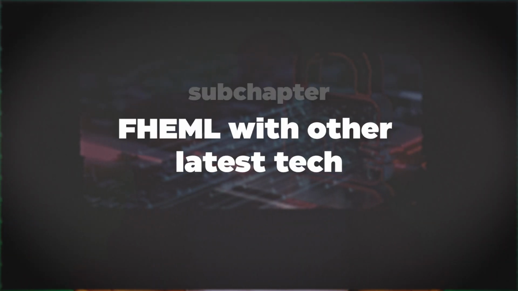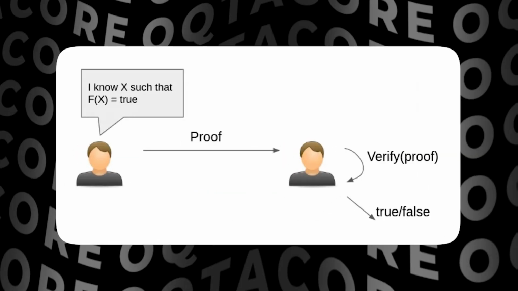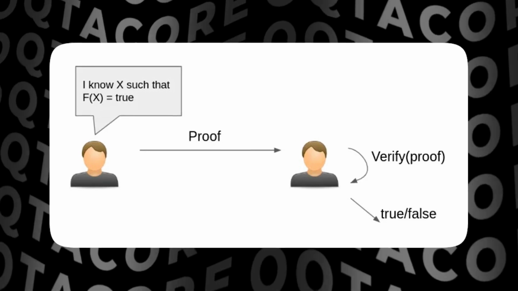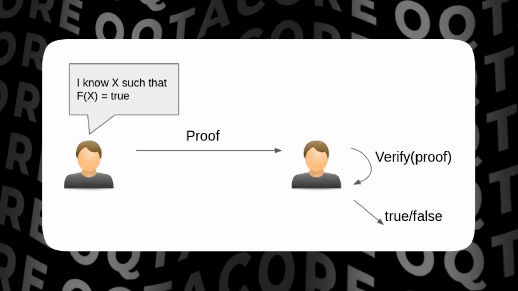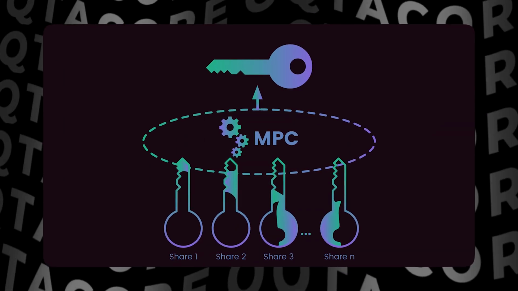For increased security and efficiency, FHEML can be combined with other latest tech solutions. For example, FHE can be combined with zero-knowledge proofs to achieve both confidentiality and computational authenticity. FHE can also be combined with multi-party computation, or MPC, to address the efficiency issue. If the data can be sharded, then computations can be run simultaneously on many servers, mitigating the performance problem.